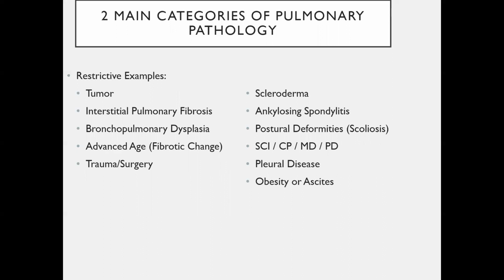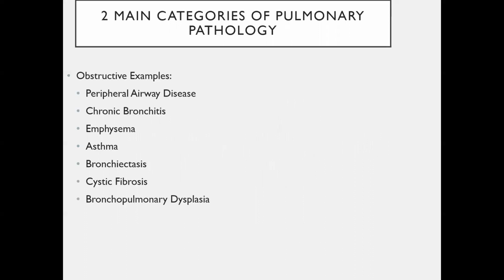So here are some examples of restrictive issues: tumors, interstitial pulmonary fibrosis, bronchopulmonary dysplasia, advanced age, fibrotic change, trauma, surgery, scleroderma, ankylosing spondylitis, postural deformities such as scoliosis, SCI, CP, MD, and PD can always cause this. Also pleural diseases and obesity or ascites, or swelling of the abdomen. So anything that's limiting the excursion of the chest and/or chest wall is a restrictive disorder.